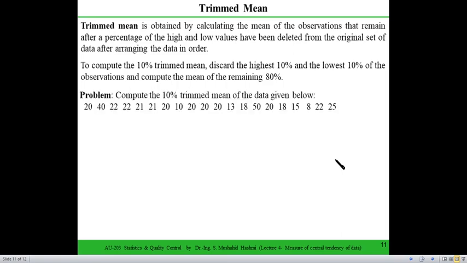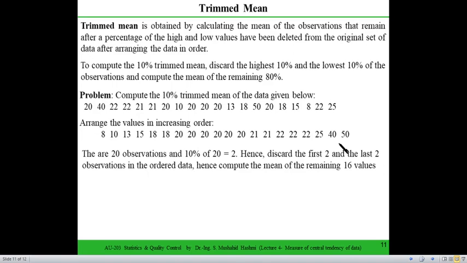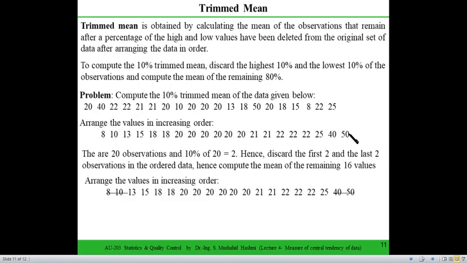For example, if you have this data set and you have to compute the 10% trimmed mean, first you need to arrange the values in order. The lowest values are these and the maximum values are these, and your 10% here is 20. There are 20 observations here, so 10% of 20 would be 2. So 8 and 10 and 40 and 50 are to be trimmed from that data set. So we trimmed 8, 10, 40 and 50.